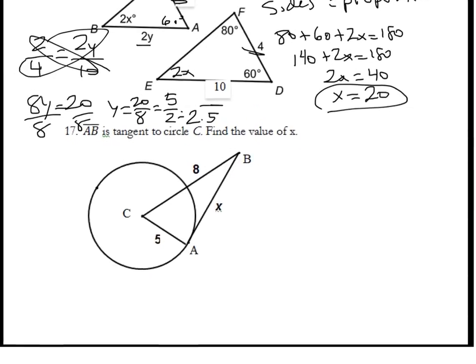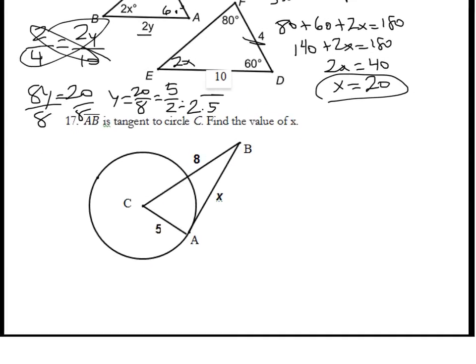Okay, last question on this one. AB is tangent to the circle, which means it intersects at one point, which is point A, the point of tangency, and CA is a radius. Well, remember, whenever a tangent intersects a radius at the point of tangency, it creates a right angle. And now all we have is Pythagorean theorem.